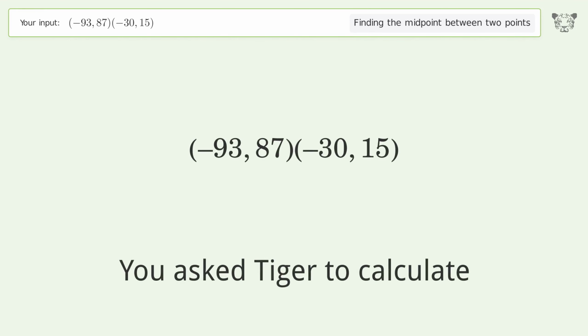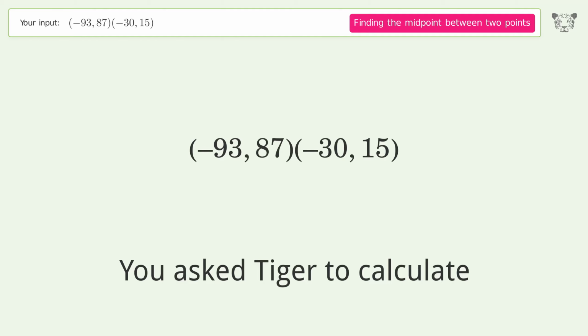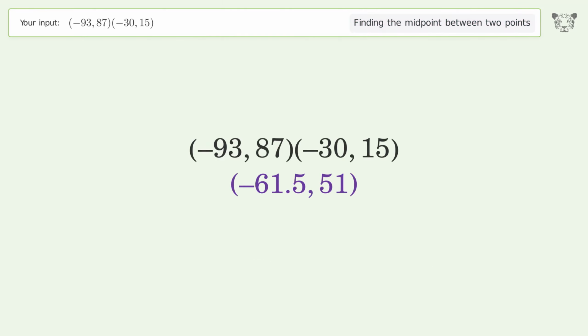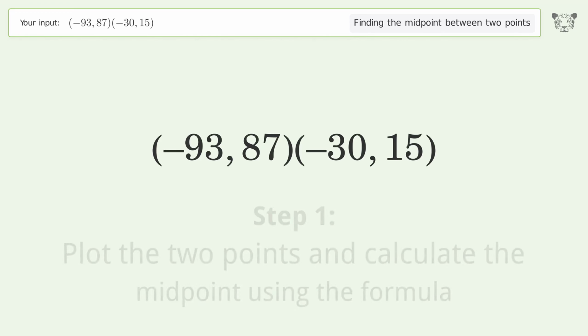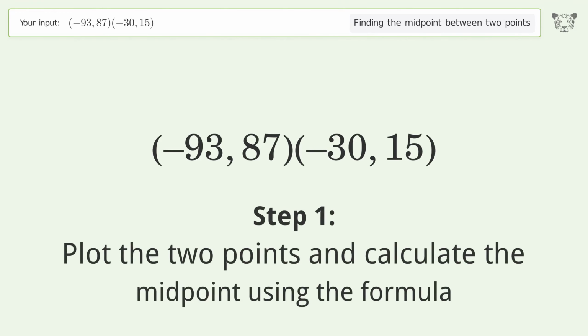You ask Tiger to calculate. This deals with finding the midpoint between 2 points. The midpoint between the 2 points is negative 61.5, 51. Let's solve it step by step. Plot the 2 points and calculate the midpoint using the formula.